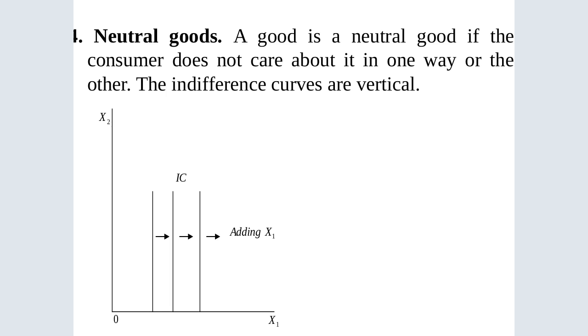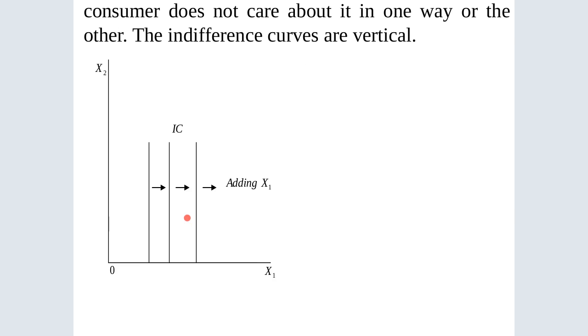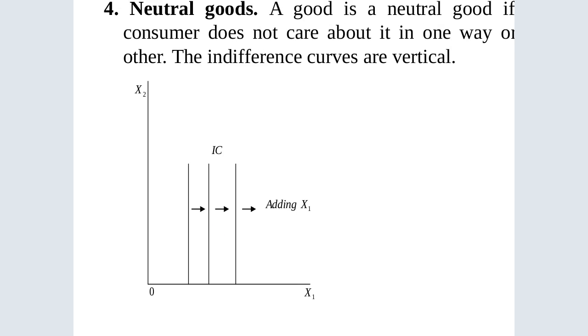So the indifference curves for neutral goods are vertical. They are vertical. So you can see them if the two goods, that is X2 and X1, are neutral goods. So the indifference curves are simply vertical for neutral goods.